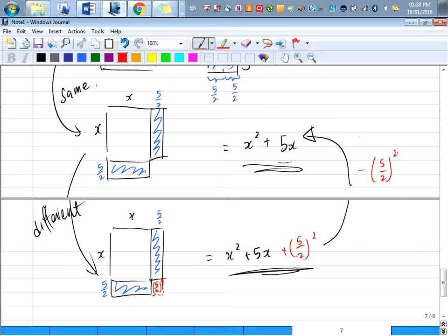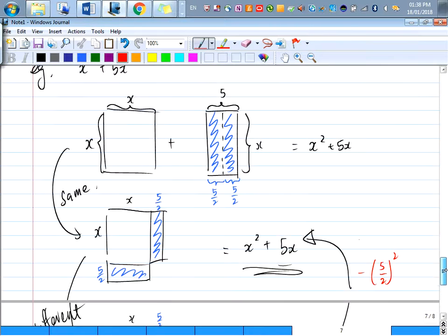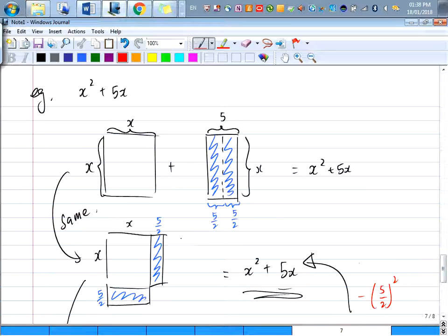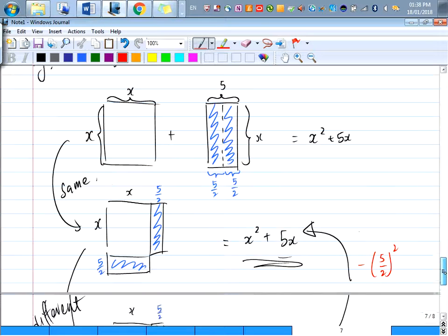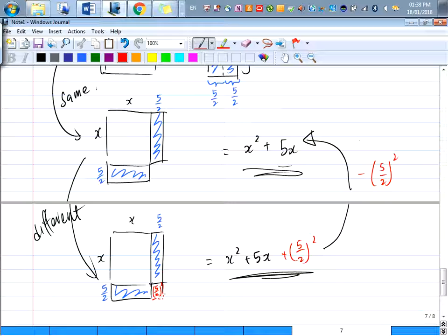Anybody lost at this point? Don't be shy. Anybody lost? Okay, at which step do you need clarification? Is this part okay?